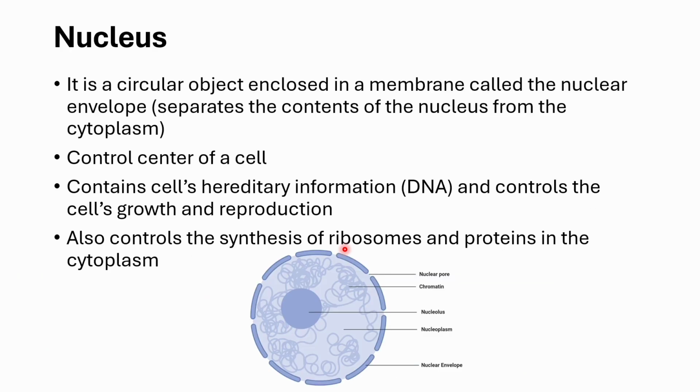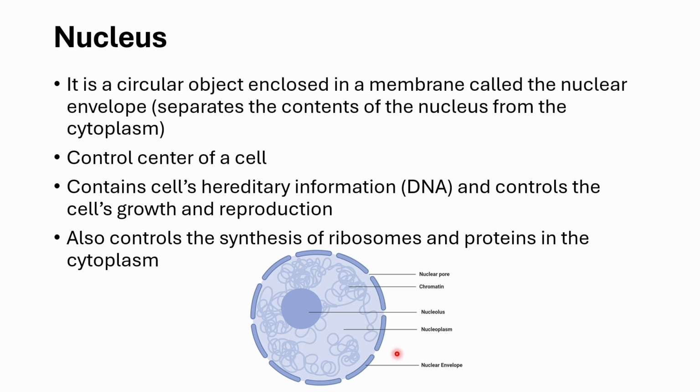Now let's come to the nucleus. It's a circular object enclosed in a membrane called the nuclear envelope. The purpose of the nuclear envelope is to separate the content of the nucleus from the cytoplasm. It's like a fence around the nucleus because it has some top secret information, like all the information about the organism, so it must be protected. So it's surrounded by the nuclear envelope, or you can also call it nuclear membrane.